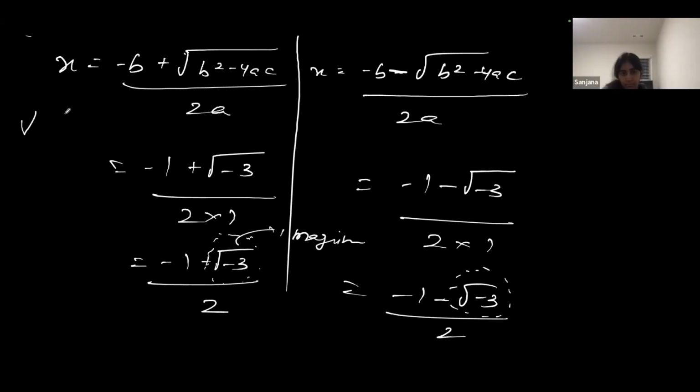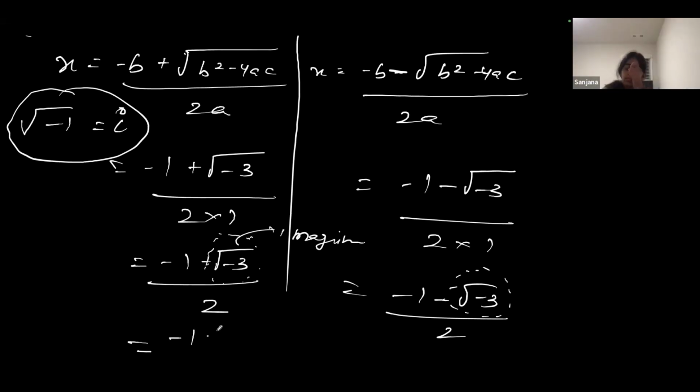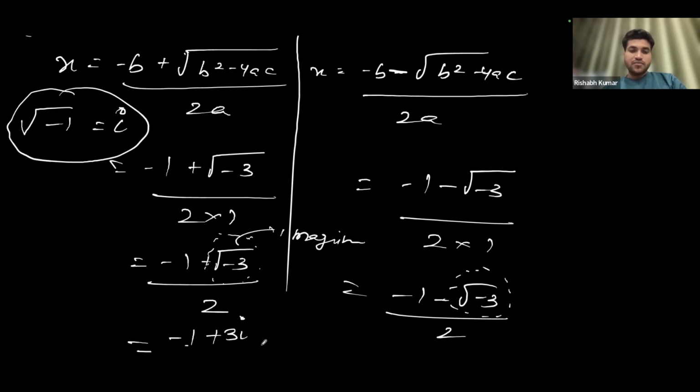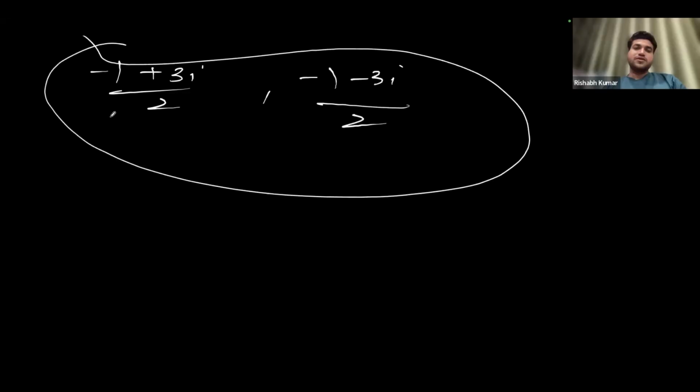We represent root over negative 1 as i. Do you know this? We can represent the root of negative 1 as i. Do you know about it? No. Okay. So basically, we have a solution of minus 1 plus root 3 i upon 2, and here we have minus 1 minus root 3 i by 2. So one root is minus 1 plus root 3 i by 2, and the other root is minus 1 minus root 3 i by 2. So we got two imaginary roots, just because the value of b square minus 4ac was less than 0.